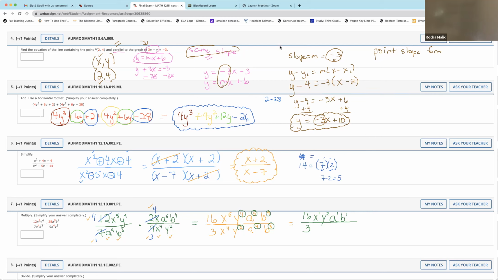So now I'm going to rewrite it. And I'm going to go in alphabetical order. I'm going to put the A's, then the B's, then the X's, then the Y's, because it looks nicer. Keep my 16 and 3 because they don't have anything in common, and I can't simplify that. So A, not going to write the 1. B, not going to write the 1. X, not going to write the 1. And Y squared.